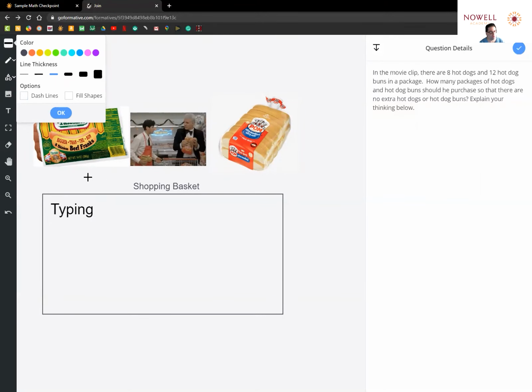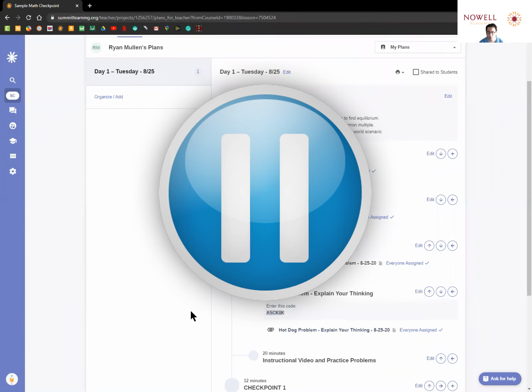So there's a whole variety of things you can do to explain your thinking about the hot dog and hot dog bun question. So right now, I would press pause on this video. I would do as we just did. I would click on the Go Formative and I would copy this code, and we'll see you when you're done with that.